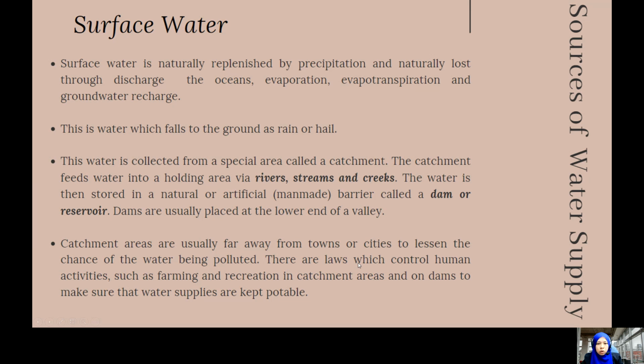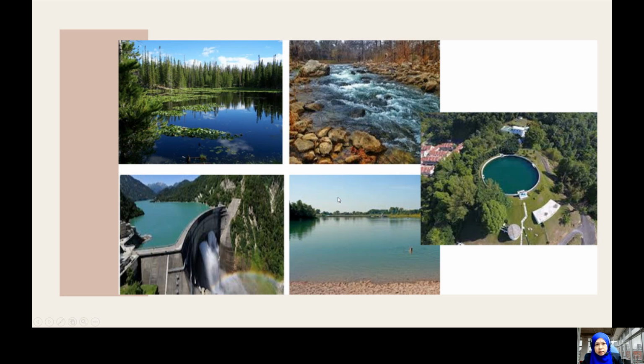So there are laws which control human activities such as farming and recreation in catchment areas and on dams to make sure that water supplies are kept potable. As you can see, these are the surface water resources: from pond, river, lake, and reservoir or dam.